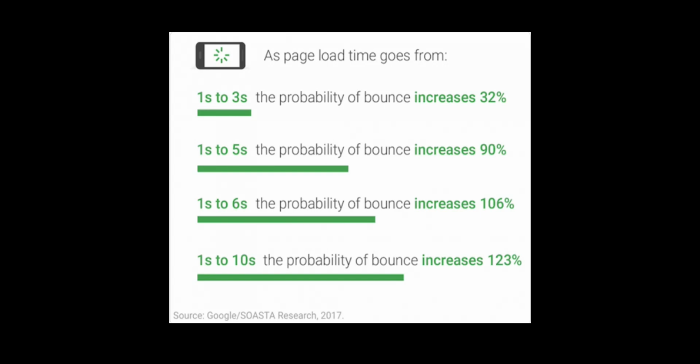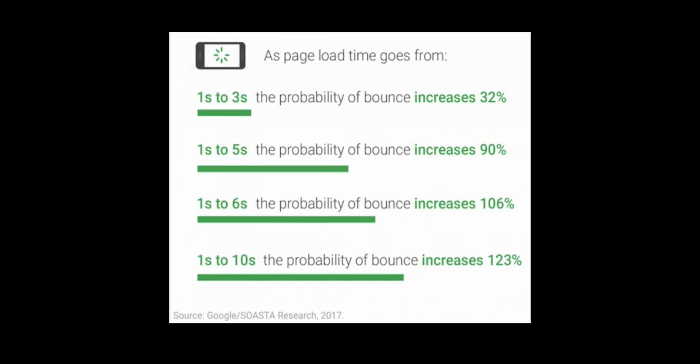So we can see that here, as page load time goes from 1 second to 3 seconds, the probability of bounce increases to 32%. And what bounce means is when somebody clicks on your page and then immediately leaves the page in under 2 seconds. And we can see here that as the loading speed continues to get slower to 5 seconds, 6 seconds, 10 seconds, the bounce rate is increasing drastically. So if people are clicking on your site and then leaving before it even loads, then you are losing out on a lot of potential customers.